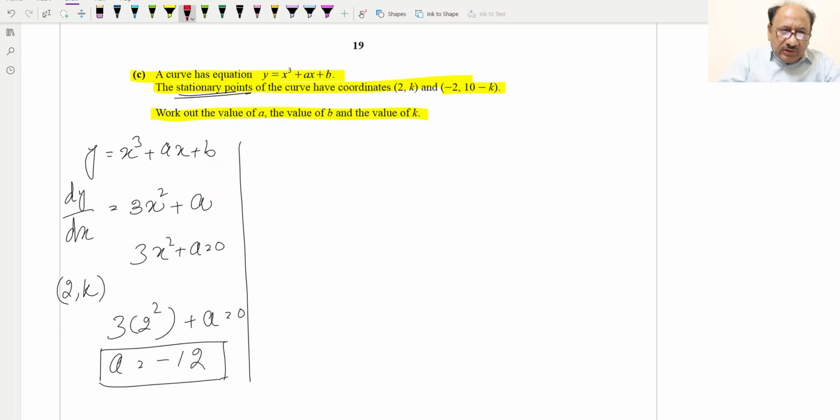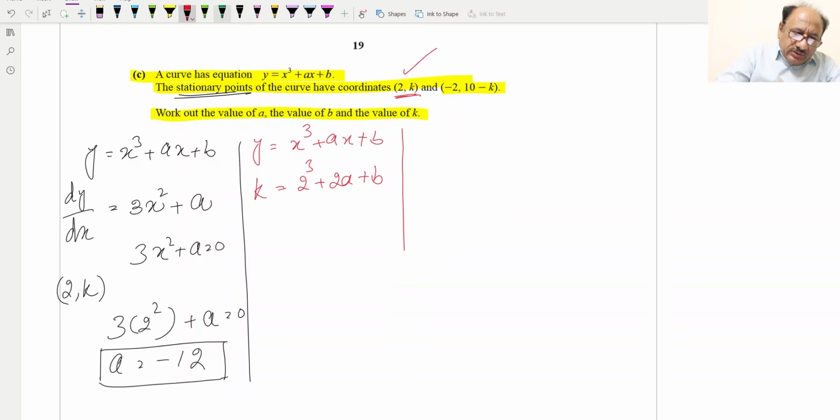Now what we can do, we can take again this equation and we will take these points. For the y value we have this 2 and this will be k, so we can take this equation again, x cubed plus ax plus b, and we will incorporate this point. So k is equal to 2 cubed plus a into the x value, which is 2, so we can write 2a, plus b. Now what else we can do?